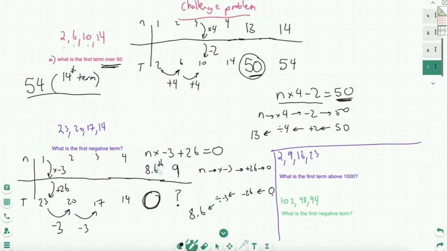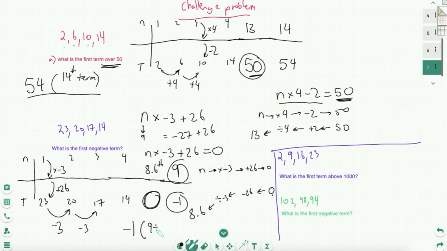So we can replace n with 9 in our nth term. Our nth term was n times -3 plus 26. So we replace n with 9. 9 times -3 is -27, plus 26 is -1. So yeah, we confirmed our answer. The first negative term is -1, which is the 9th term.